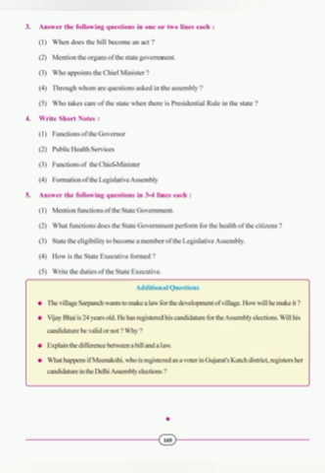Explain the difference between a bill and a law. Students, the bill becomes law only if the president at the central and the governor at the state signs the bill and approves it. If they don't sign, it remains a bill only, it cannot become law.